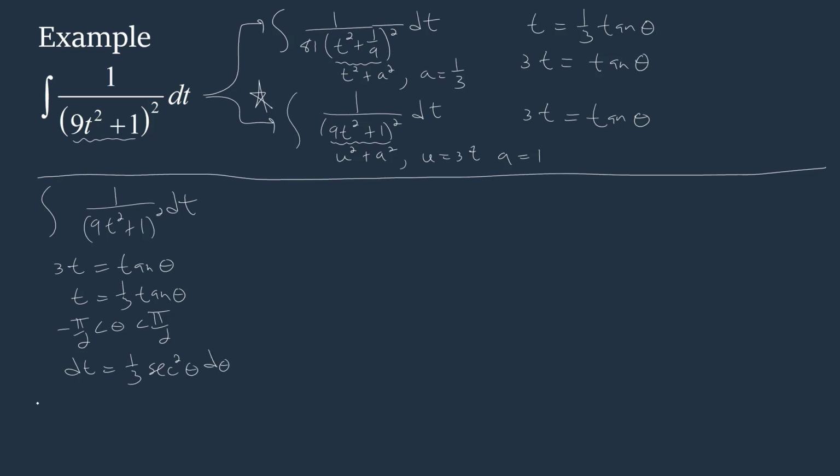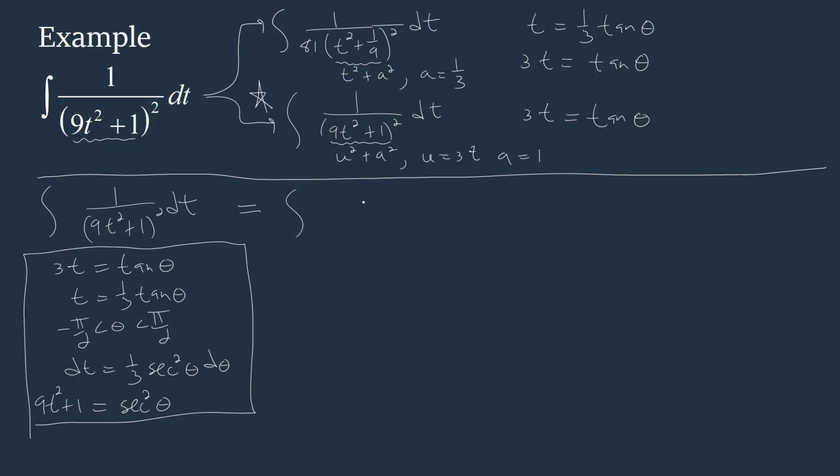All right. We also, though, need 9t squared plus 1. That's the same as 3t squared plus 1. That's tangent squared plus 1. That's just secant squared of theta. So using this as preamble for our trig substitution, this would then become the integration of 1 over secant squared of theta, that quantity squared, times dt, which is 1/3. Notice how I wrote the fractions so the fraction bars line up. Times the secant squared of theta d theta.